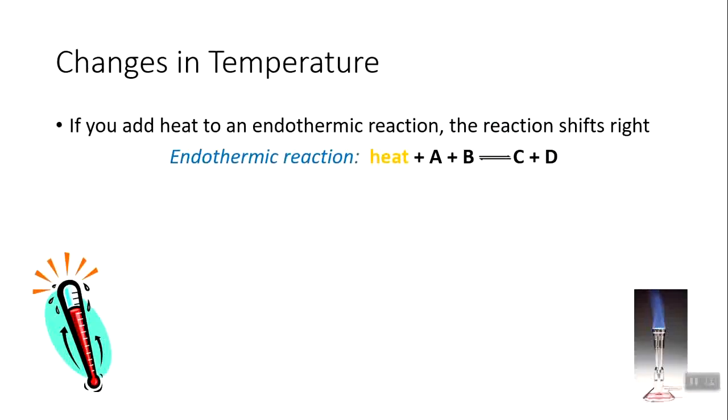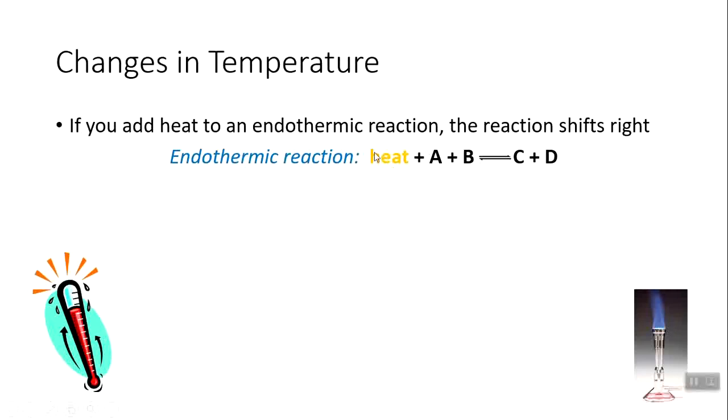Now let's take a look at changes in temperature. The first thing that we need to go over is the difference between endothermic and exothermic. So remember the difference between those two? Endo means heat absorbed. Heat is part of the reactants, whereas exothermic is heat released, and heat or energy is part of the product. So in a reaction, it's going to look something like this: heat plus A plus B yields C plus D. So heat is part of the reactants.